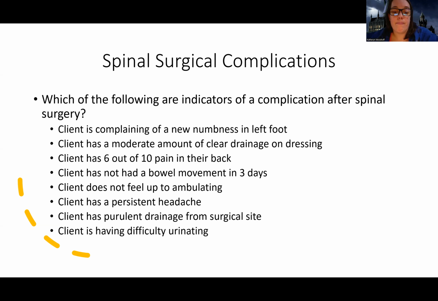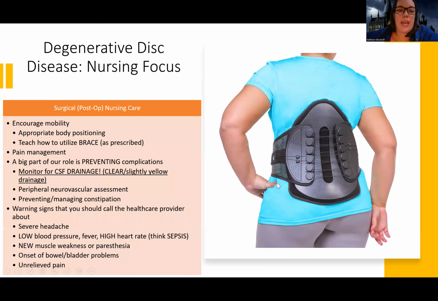Difficulty urinating. This is another thing, just like the constipation. Remember, we talked about they can either have trouble holding it in or trouble getting it out. So needless to say, changes to neurovascular status, signs of a CSF leak, constipation or other bowel complications, bladder complications, unrelenting pain or changes to pain. We'll want to report all those signs of infection. These are all possible complications.